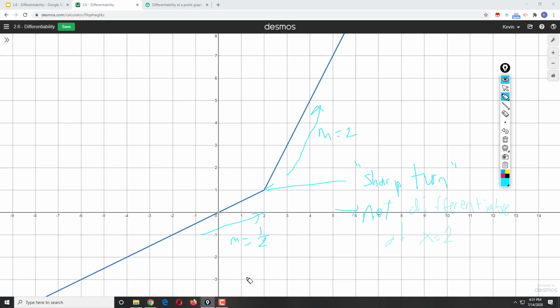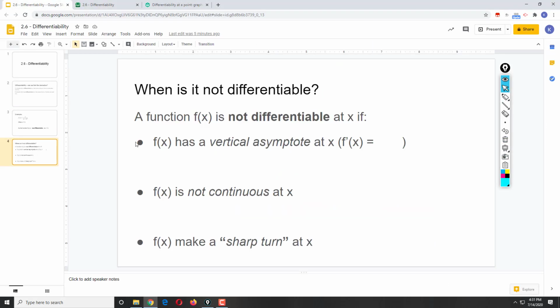To define sharp turn more precisely using limits, I'm going to make a separate video, enrichment video, extra credit video that you can watch. But for now, I'm just going to call this a sharp turn. Whenever we have a sharp turn at x equals 2, that means the function is not differentiable at x equals 2. So let's summarize. There are really 3 ways a function is not differentiable.